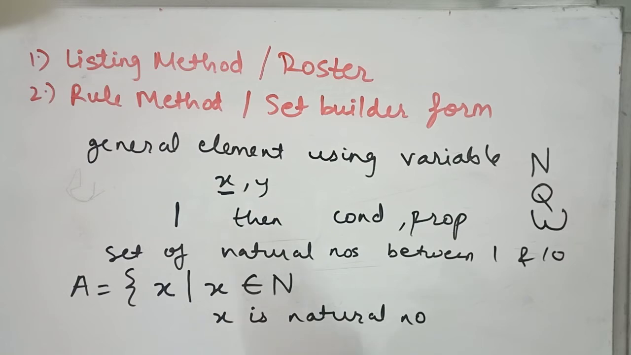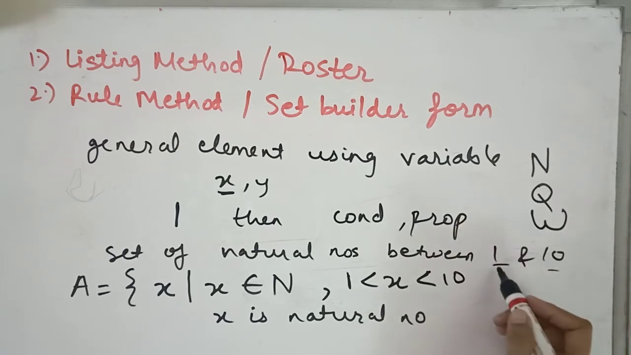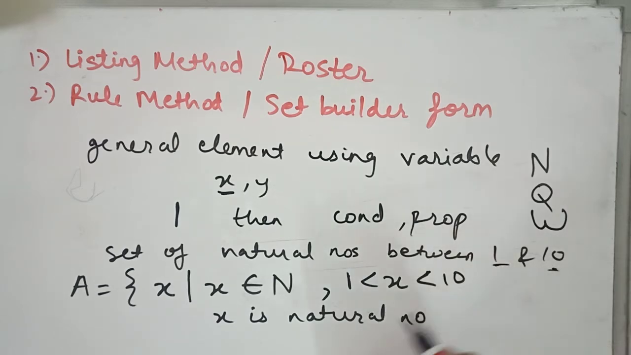You can use any of it, comma, then you have to write the condition or property of the variable, that is, the natural number should be between 1 and 10. So our x should be between 1 and 10. Between 1 and 10, so 1 and 10 will not be included.